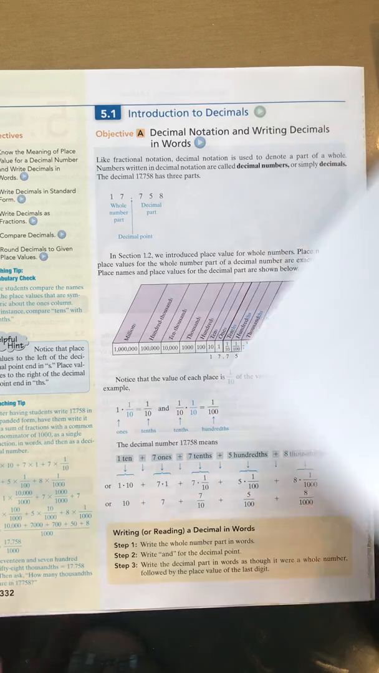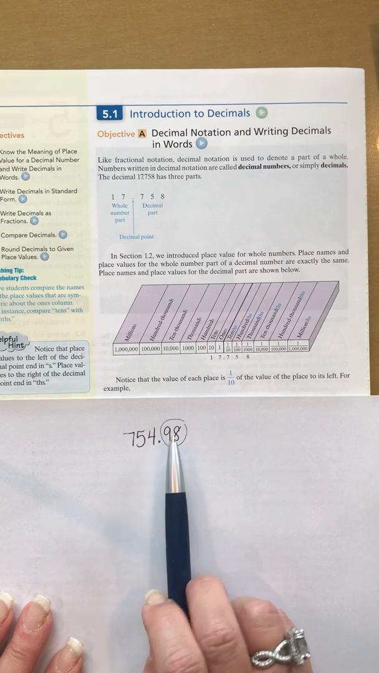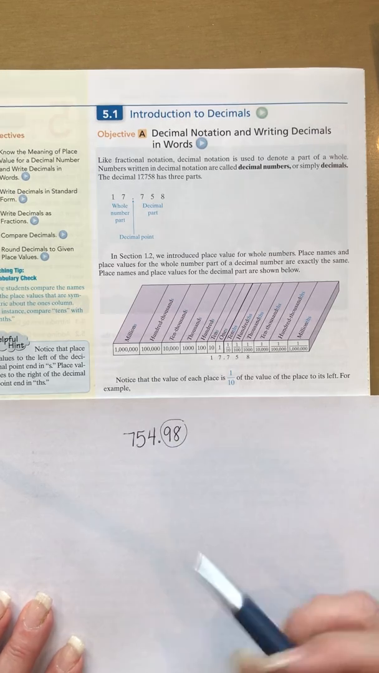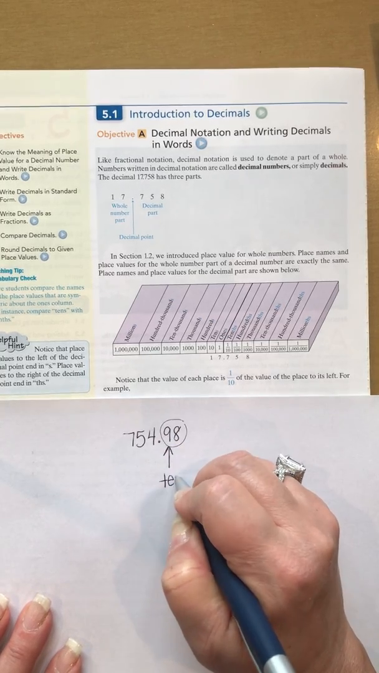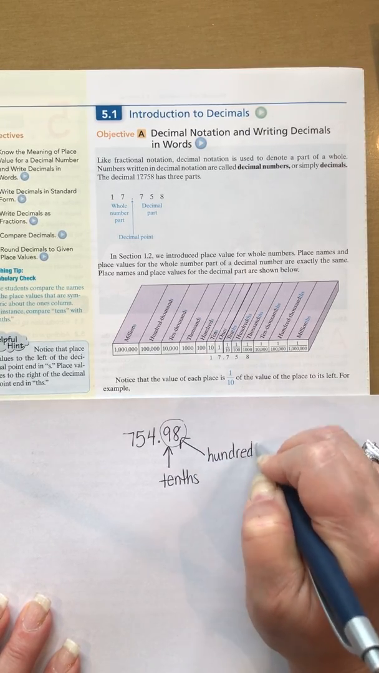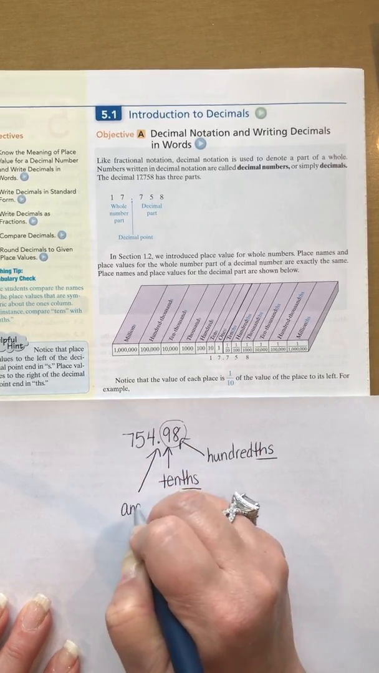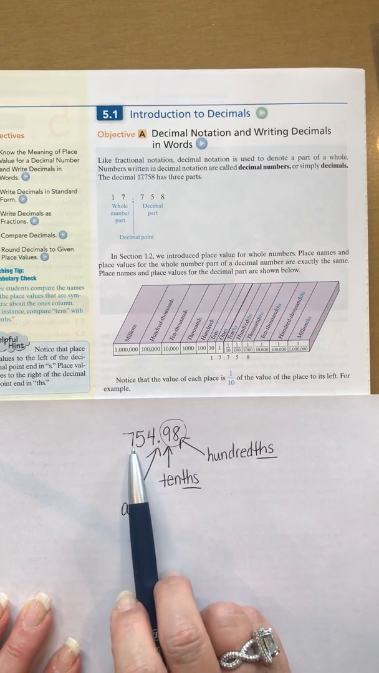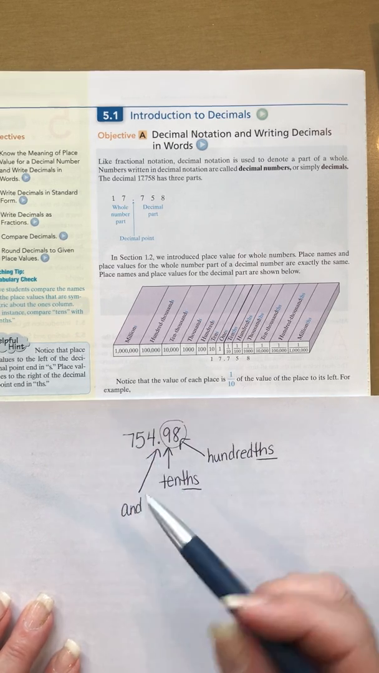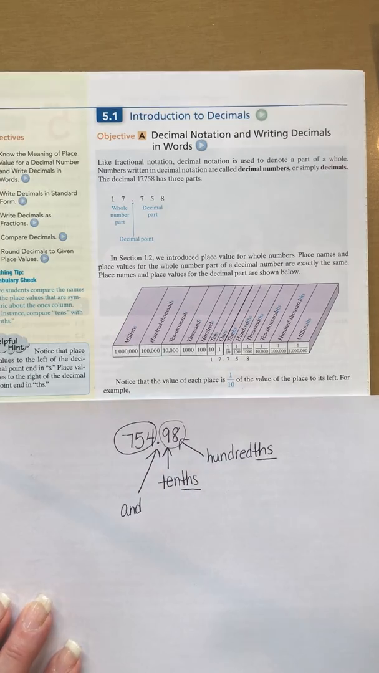So if you had, for example, this number right here, this would be 754 and 98 hundredths, because the last digit is in the hundredth spot. Remember, the first is the tenths, and the second is hundredths, with a THS. Remember, the decimal is the word and. Please don't do this; a lot of students do this. They'll say 754 and take the word and out of the whole part. So it's 754 and 98 hundredths.